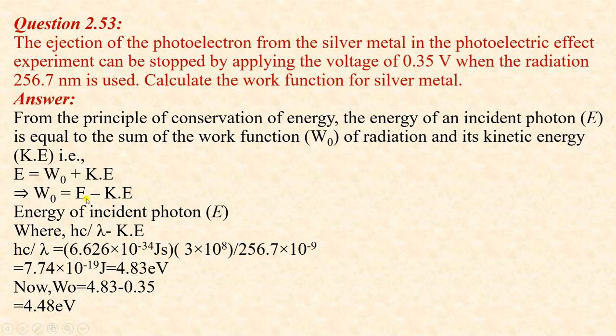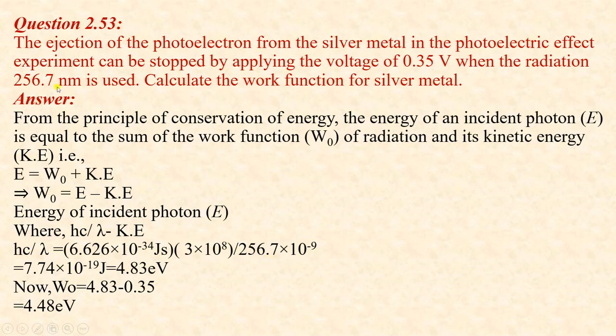For this, you should know the energy and kinetic energy. Kinetic energy is already known, that is equal to 0.35 volt, which is given in the question. The value of E can be determined using the formula hc by lambda. So here we will find the value of E using hc by lambda, which is 6.626 into 10 to the power minus 34 into c, 3 into 10 to the power 8, divided by the wavelength.